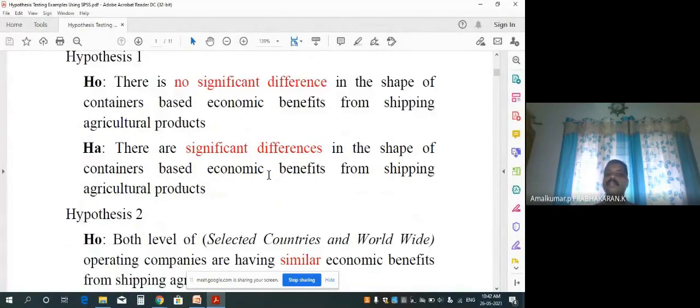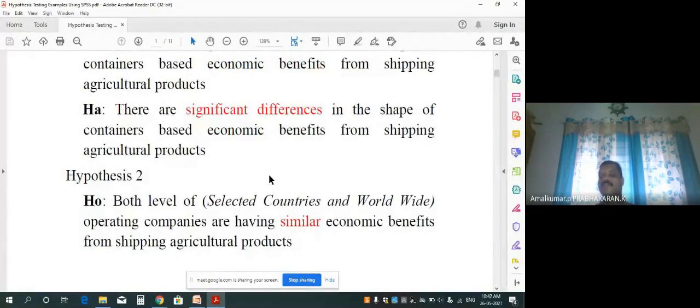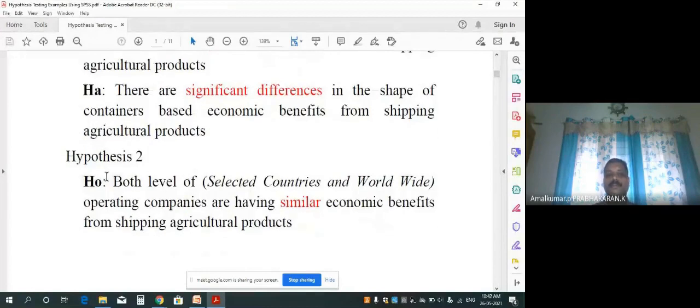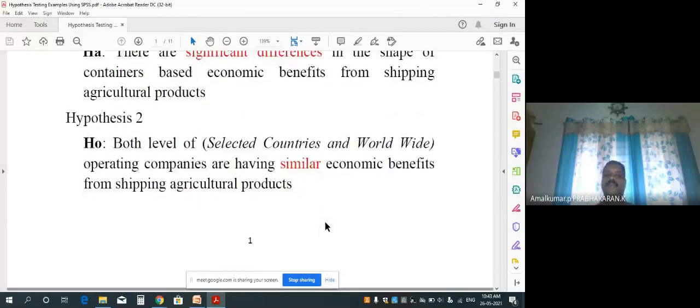Again, he thinks about another statistical hypothesis based on the second research hypothesis. There are two levels of operations, selected country and worldwide operations. Both levels of operating companies have similar economic benefits. The selected country oriented shipping companies and the worldwide operating shipping companies both have similar economic benefits from shipping agricultural products.